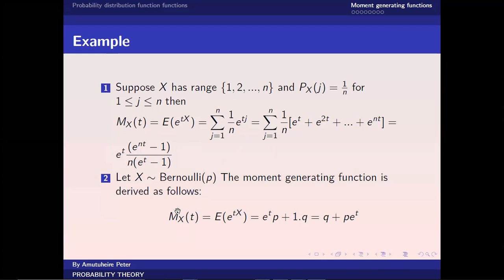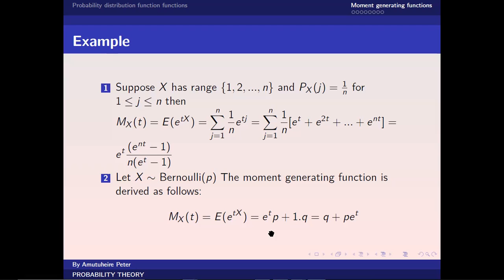So the moment generating function of a Bernoulli distribution is the expectation of e to power tx. So it is e to the t times p, because where there is x, we have 1, then plus 1 times the q. That is the moment generating function for the Bernoulli distribution.